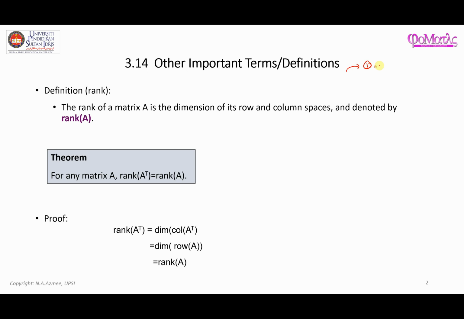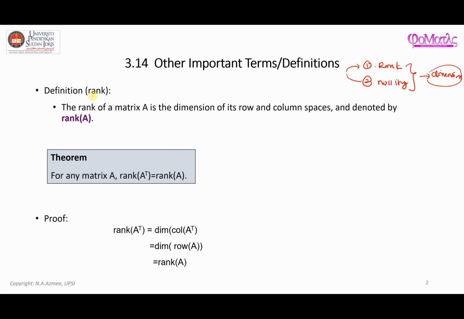The first one is the rank of a matrix, and the second idea is the nullity of a matrix. And we're going to relate these two ideas with the idea of dimension, which I have actually talked about in the previous video. Okay.